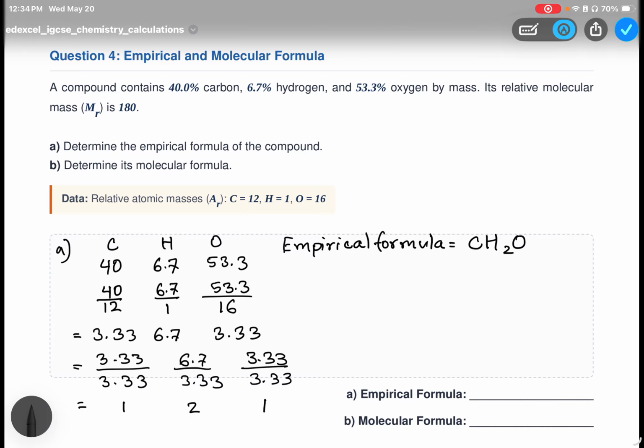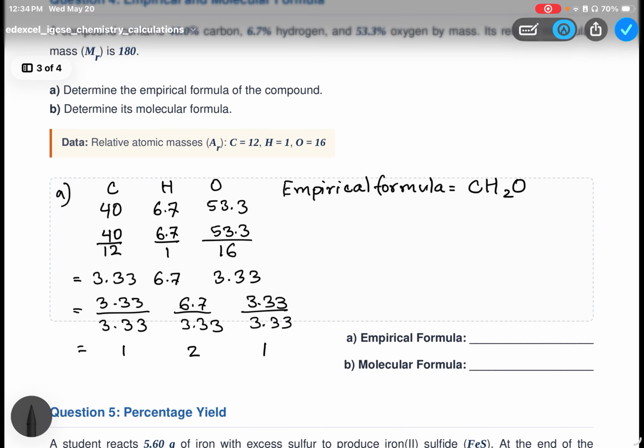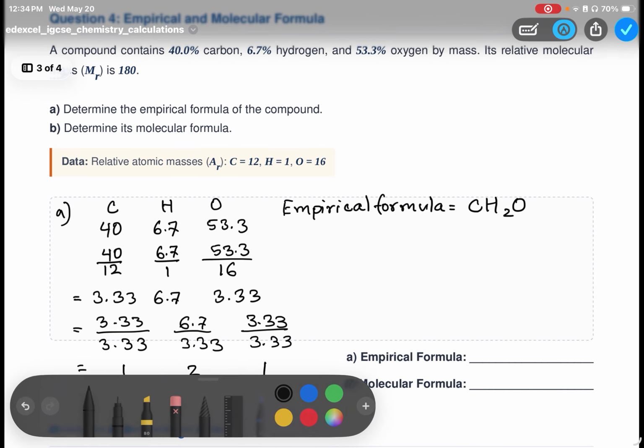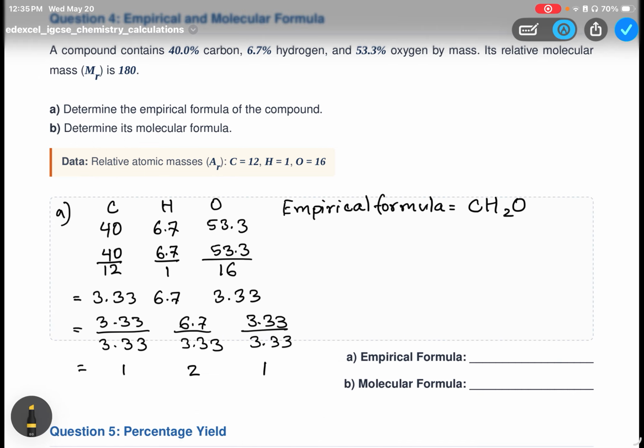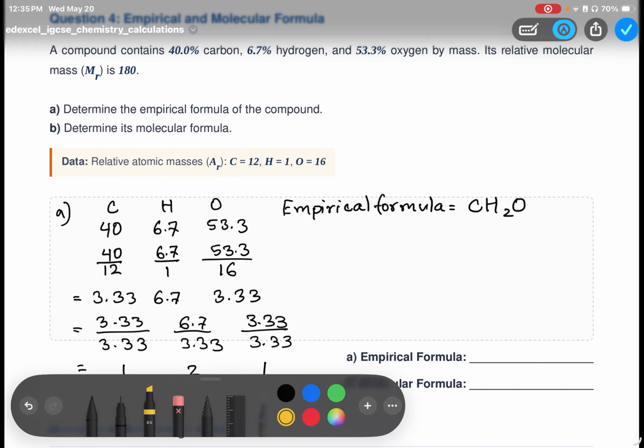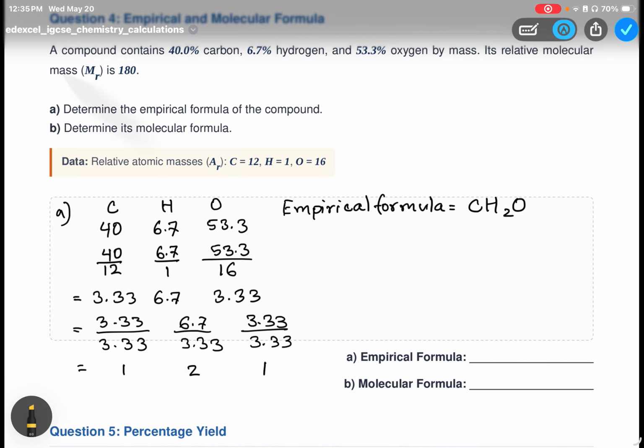Okay, now let's move on to calculating the molecular formula of this one. For the molecular formula, one important piece of information we need is our molar mass, which is given here as 180. But we will be using an integer number. Now, how do we calculate that integer number? N is equal to your molecular mass, which will mostly be given in your question, divided by your empirical formula mass.